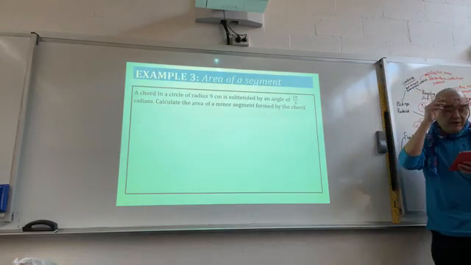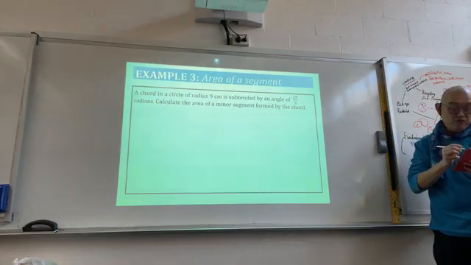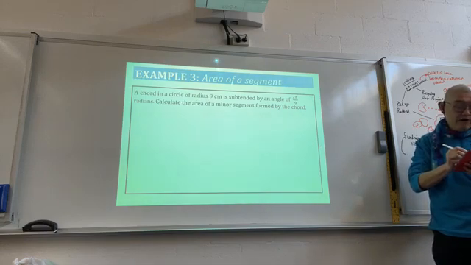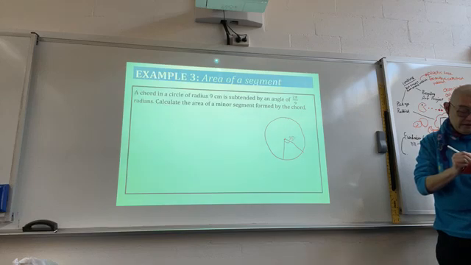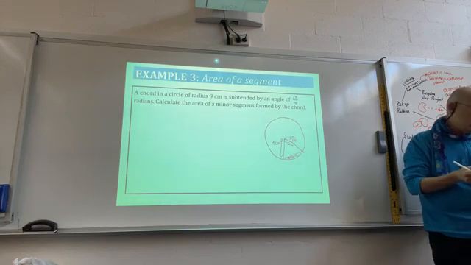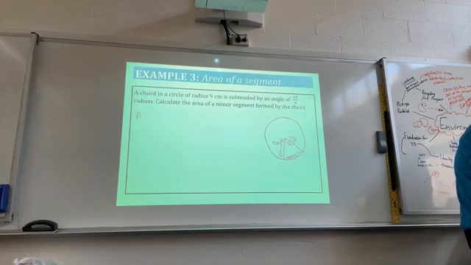A chord in a circle of radius 9 cm is subtended by the angle of 2 pi over 9. Calculate the area of the minor segment formed by the chord. Minor. So if I draw that, this is 2 pi over 9. And this is 9 centimeter. And you want this area here. So therefore, area equals half times 9 times 9, times 2 pi over 9 minus sine 2 pi over 9.